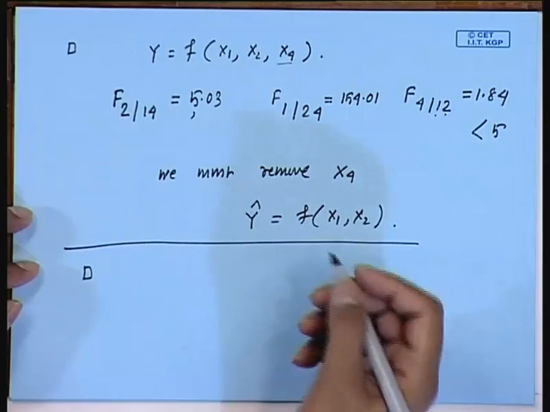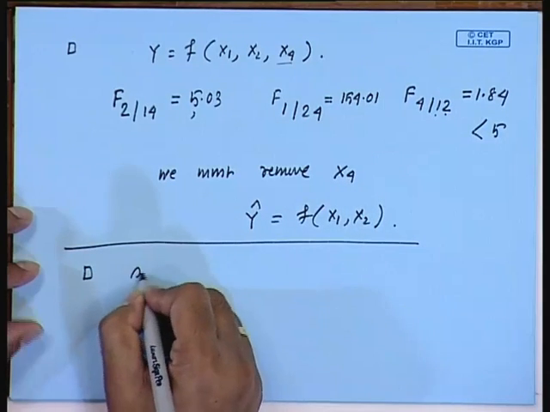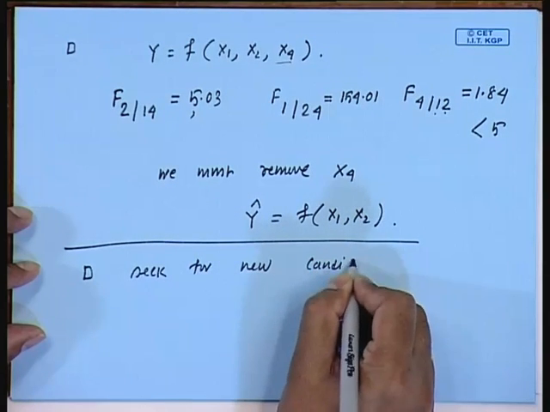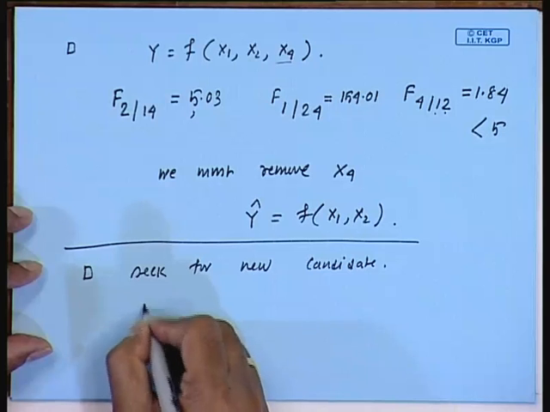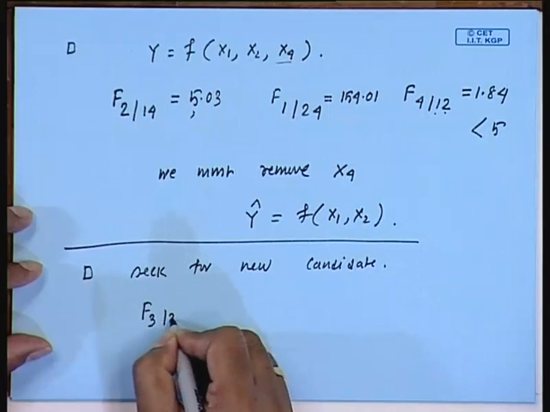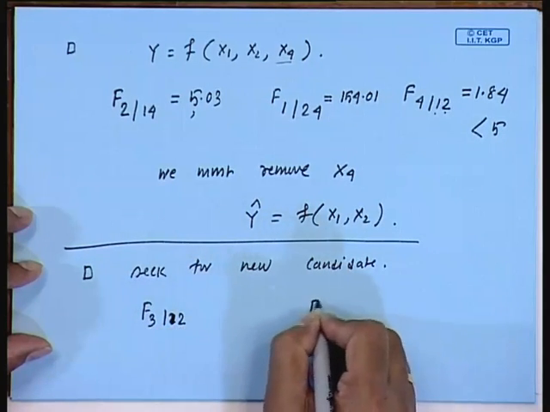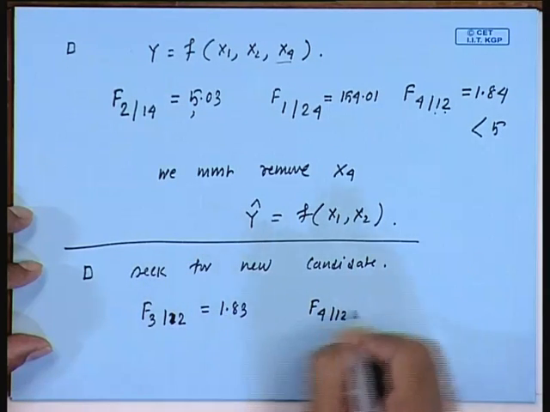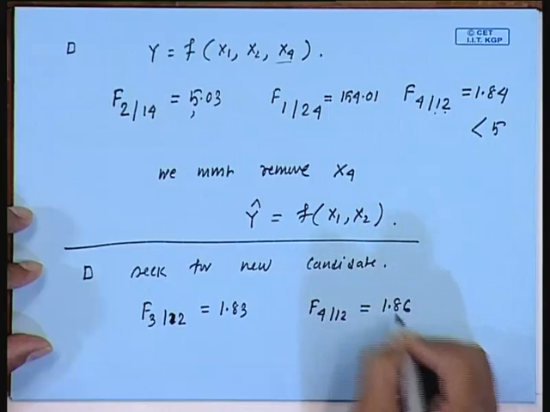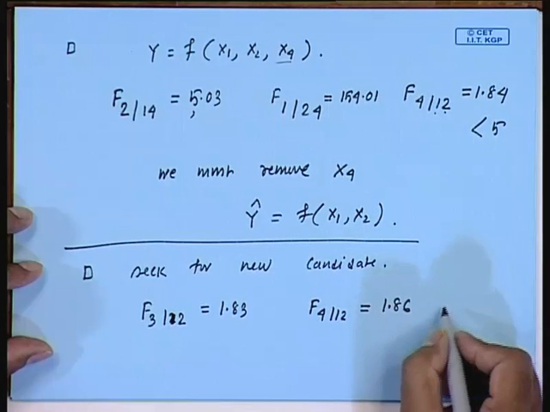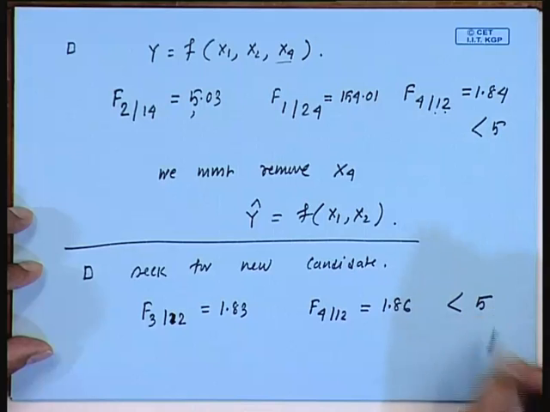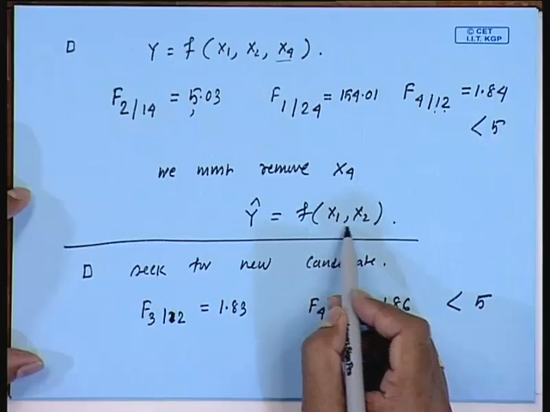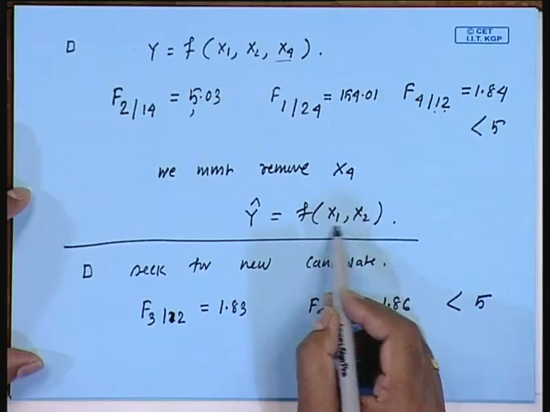And again we check whether any candidate can be included. We seek a new candidate. Okay. So, for that we compute F3 given 12 and we compute F4 given 12. These values are 1.83 and 1.86. You can check from my table, and both are less than 5. So, we can't include any more regressor in the existing model which involves x1 and x2.